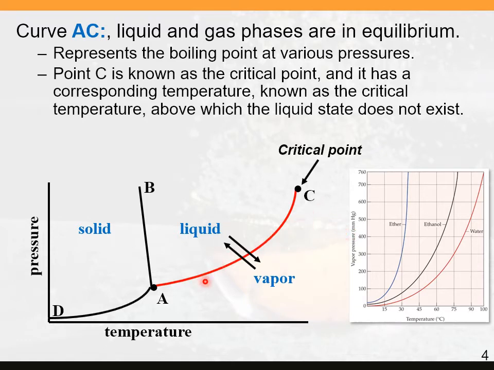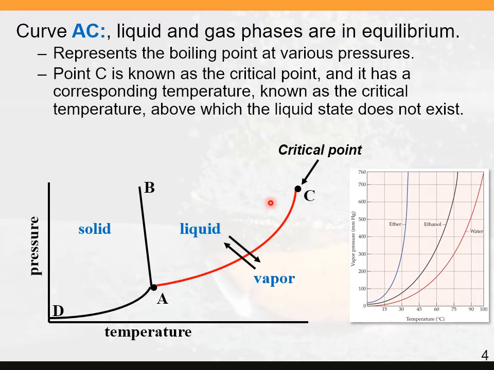There's also an important point on the liquid vapor curve, point C, which is the critical point. It is the point where this curve ends. Above the corresponding temperature, the liquid phase does not exist, no matter the pressure. If the temperature is below critical temperature, compressing a gas results in condensation to a liquid, as the liquid vapor boundary is crossed.